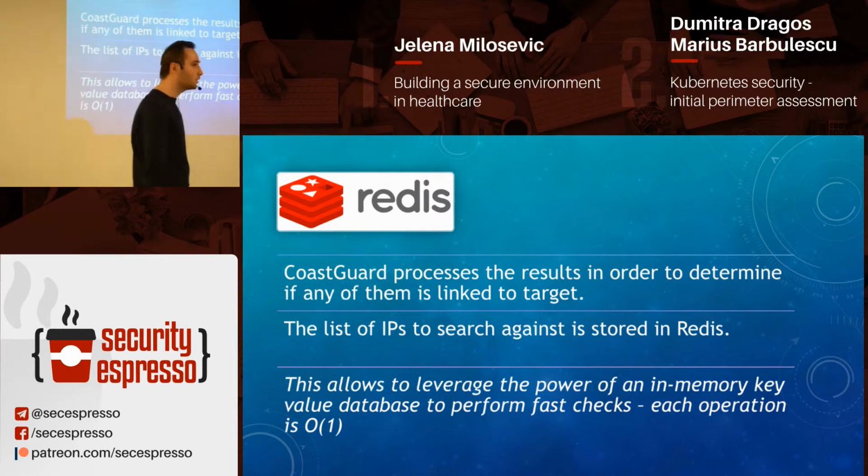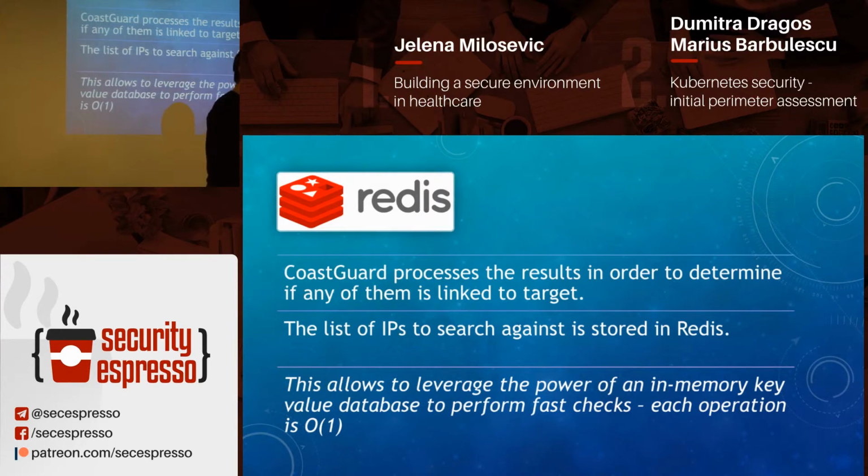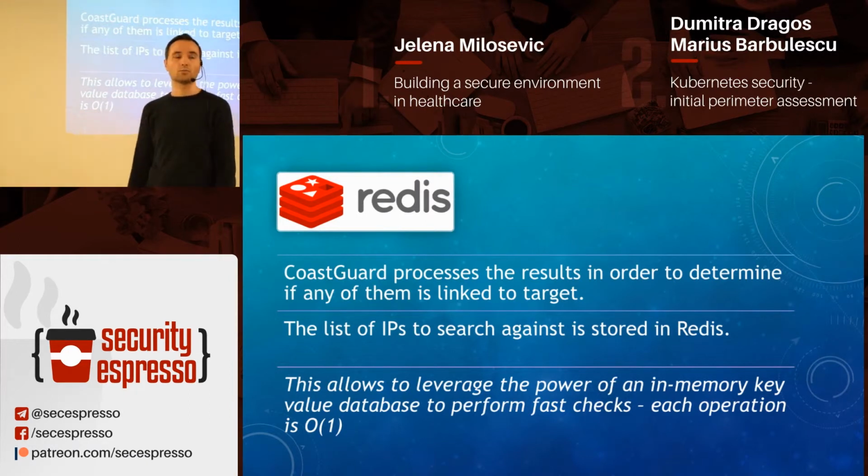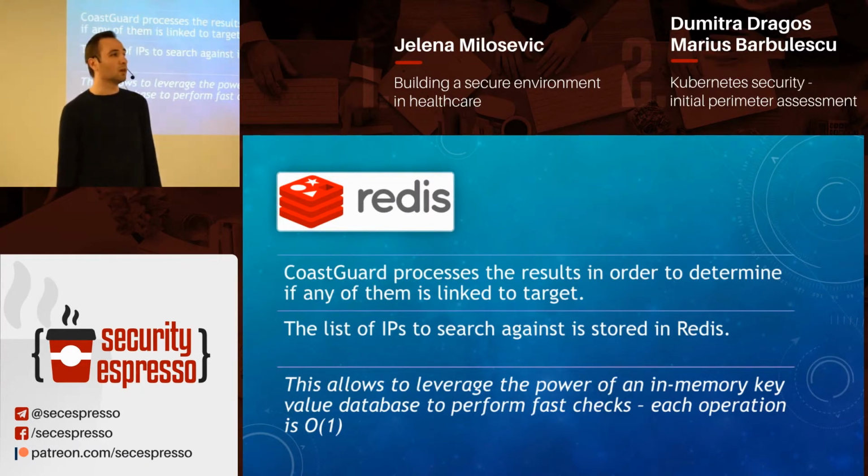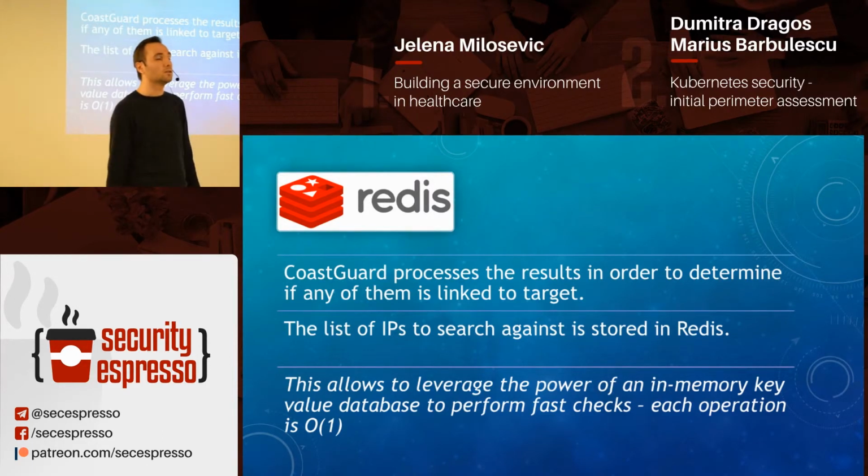Considering the amount of data that we had to process, we also had a bunch of IPs to match against. The solution to store this huge list of IPs was to use Redis, because Redis is an in-memory key-value database, and it is very fast and powerful. That's why when we were doing the comparisons, each operation would have been in O(1) time.